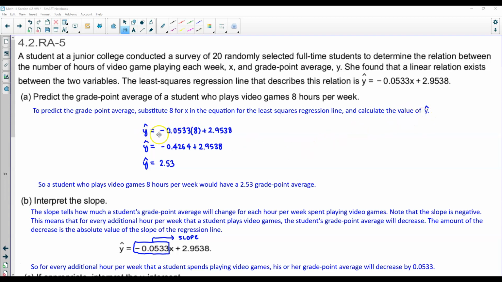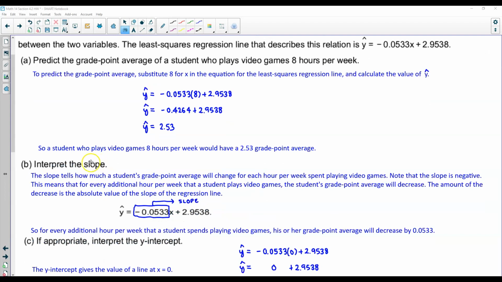So here we have y equals negative 0.0533. We're going to substitute 8 in for x and then add 2.9538. We multiply here, we get y is equal to negative 0.4264 plus 2.9538. And we get a y value rounded to 2 decimal places to equal 2.53. So a student who plays video games 8 hours per week would have a 2.53 grade point average.